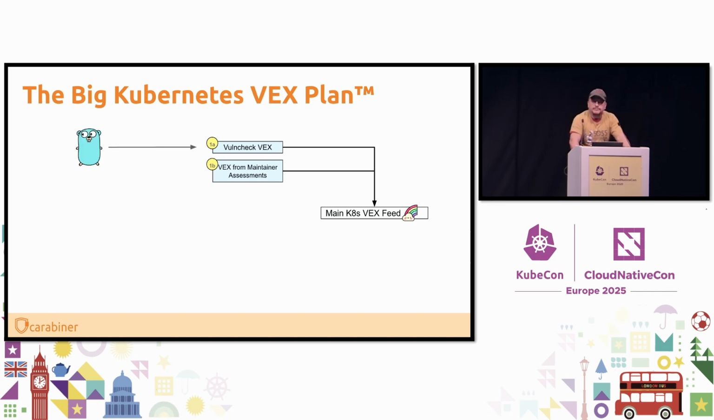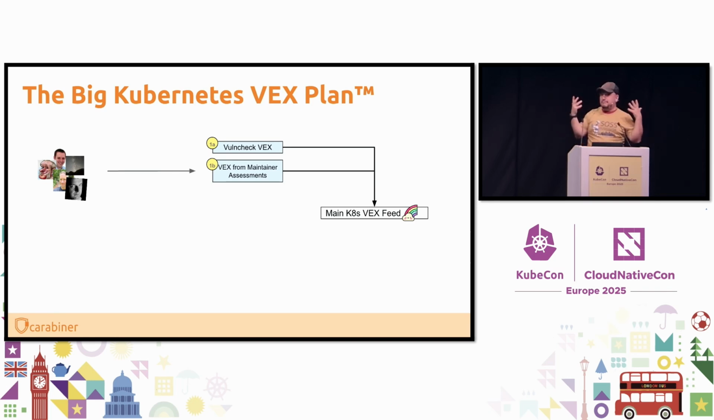The other one is a VEX generated from maintainer assessments. So the most senior maintainers of the project can, if there's a vulnerability in the areas of their code, generate an assessment that says, OK, even though there's a vulnerability in this Go module, we don't think it affects the project, and sign it, and then send it. So that's the first part.